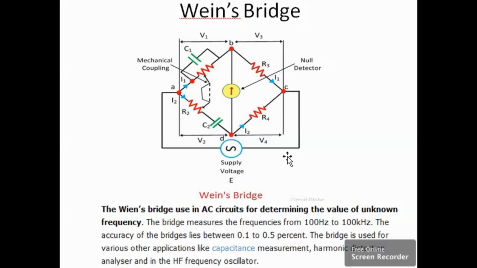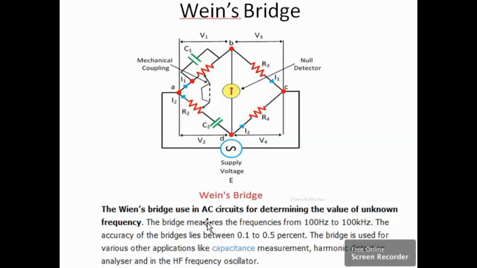This bridge also finds applications in audio and high frequency oscillators as a frequency determining device. Here you can see a mechanical coupling between the first arm and the second arm. In the first arm, we have a resistance capacitance combination in parallel. In the second arm, a resistance capacitance combination in series. And in the third arm and also in the fourth arm, we have only resistances.